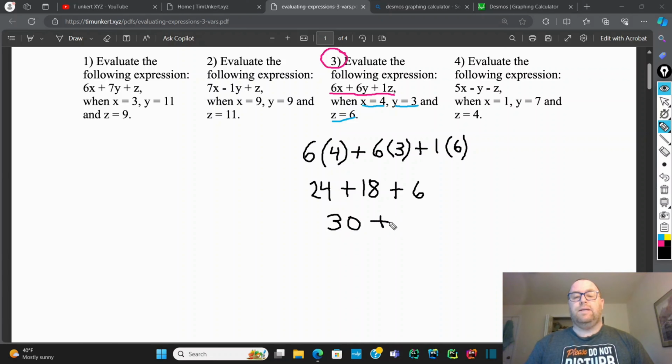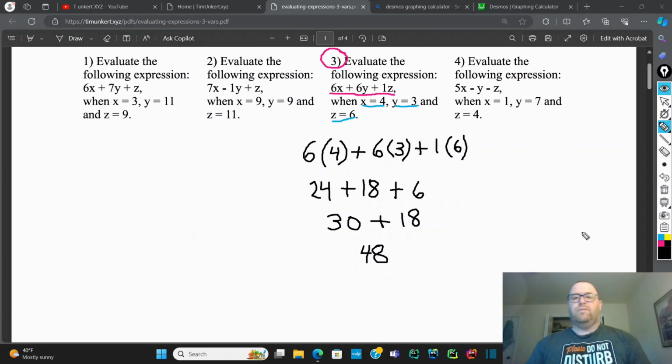plus 18. Remember, you can change the order. If you're multiplying 3 things like this, you can change the order. I can make it 24 plus 6 plus 18. If you think you know the mathematical property that allows you to do that, comment in the comments below. Okay. All right. So 30 plus 18, that's going to be 48.